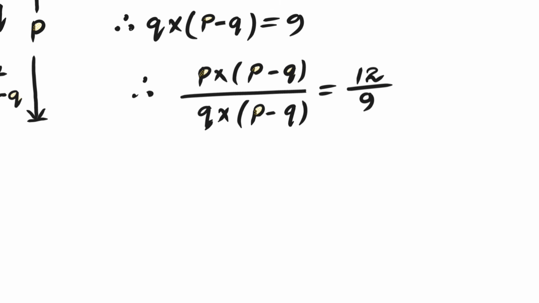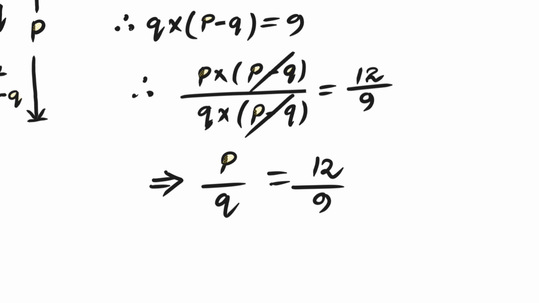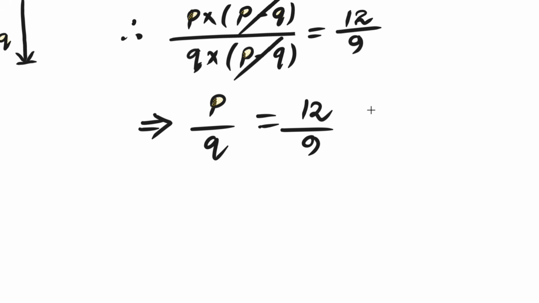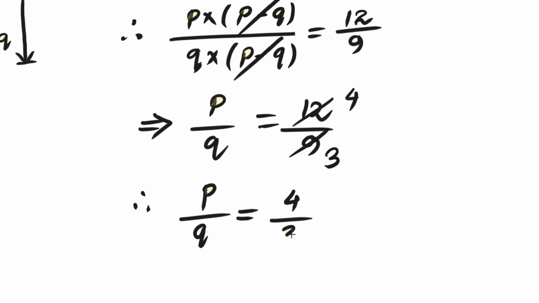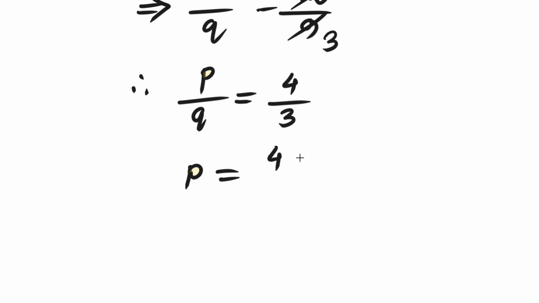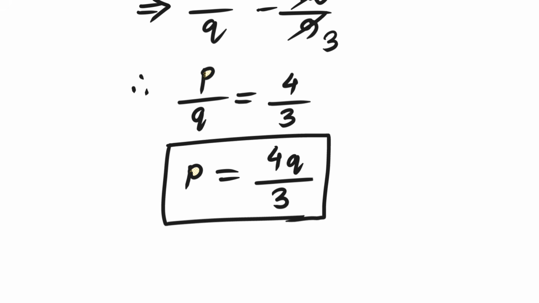Now notice what happens. The quantity p minus q appears in both the numerator and denominator, so it cancels. We are left with p divided by q equals 12 divided by 9. And 12 divided by 9 simplifies because both numbers have a common factor of 3. 12 divided by 3 is 4, and 9 divided by 3 is 3. Therefore, p divided by q equals 4 divided by 3. In other words, p is equal to 4q divided by 3. This relationship between p and q is exactly what we need.